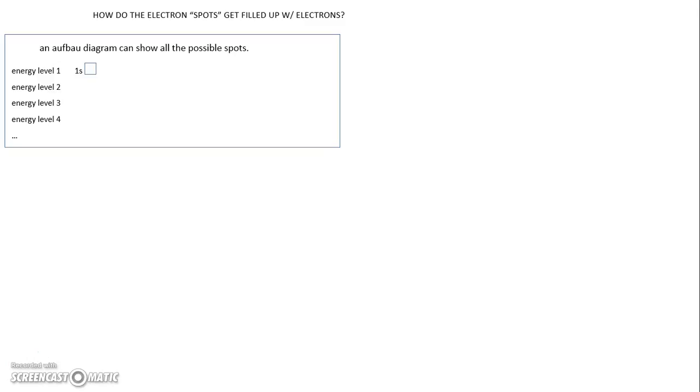And then for your second energy level, you'll have 2s and then 2p. And this entire clump of 3 boxes represents the 2p subshell. And each of the 3 boxes in the clump represents one of the 3 orientations of the 2p subshell. Okay, for your third energy level, you have 3s, 3p, and then 3d, with 5 boxes in the 3d clump to represent the 5 orientations of the 3d subshell.